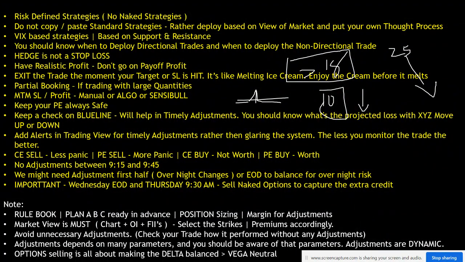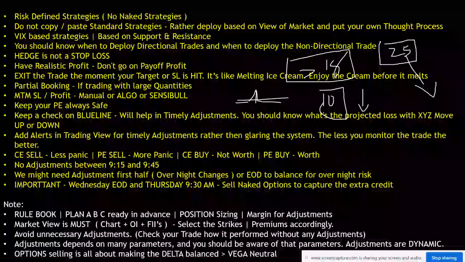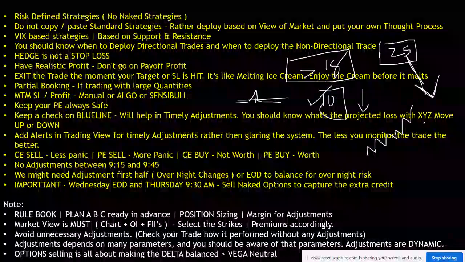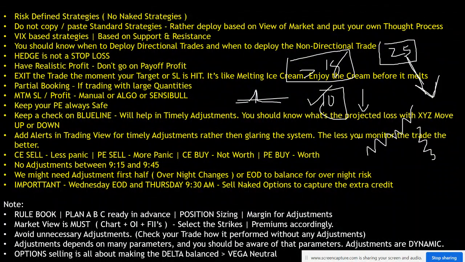Sorry, what I mean to say is, you cannot deploy your calendar when the VIX is 25, because the probability is that VIX will come down, and that will give you a loss. You cannot deploy the iron fly when your VIX is 10, because VIX will keep increasing. Iron fly requires the falling VIX, not the rising VIX.